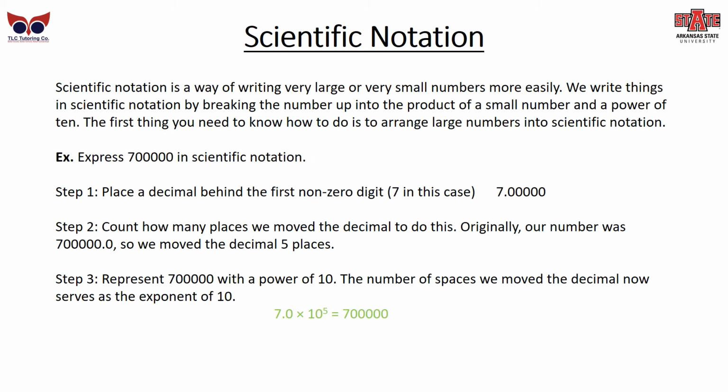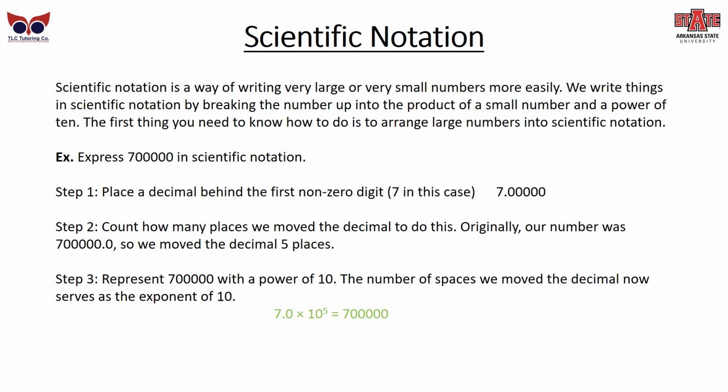Scientific notation is a way of writing really big, very large, or very small numbers easily. It's no fun writing 0, 0, 0, 0, 0, 0, 0. It's very confusing, and it's very likely that you'll make a mistake if you're typing something in. So let's talk about how to take a large number and write it in scientific notation. So this is the number 700,000. It's a lot of zeros. So here's what you're going to do.